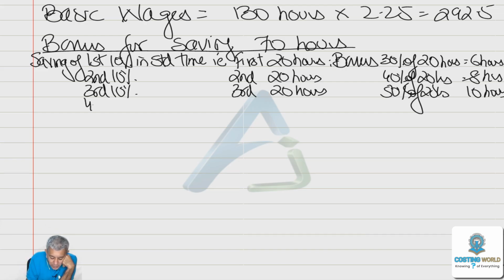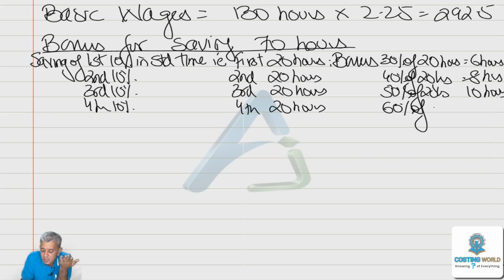Now please speak. Have you saved the fourth 10% completely? No, we have only saved, just a sec. We have already given the bonus for the first 60 hours, no? Yes, sir. So even if I am writing 20 hours over here, when I compute bonus, I will be computing 60% of 10 hours. So this will be 6 hours. So the total of these 4 that I am highlighting right now is nothing but 70 hours.